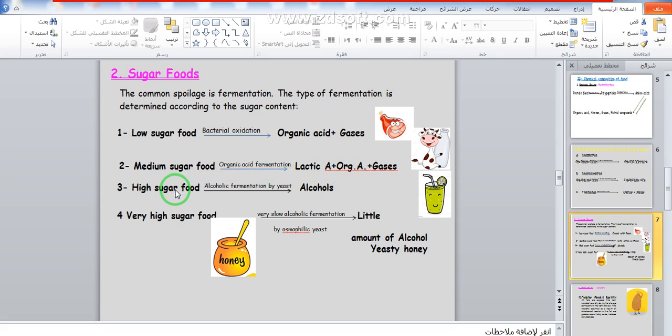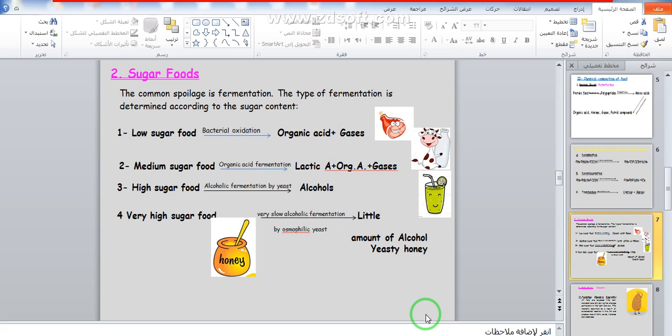The third class of sugar foods is high sugar food, like juice. The type of spoilage is alcoholic fermentation by yeasts, so alcohols will be formed. The fourth class of sugar foods is very high sugar food, like honey. It will be spoiled by a very slow alcoholic fermentation by osmophilic yeast, and a little amount of alcohol will be formed.